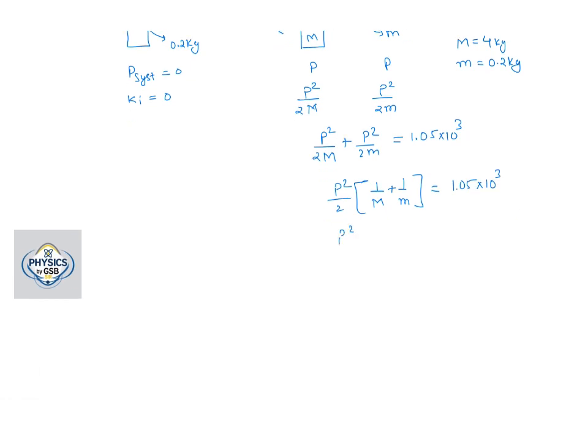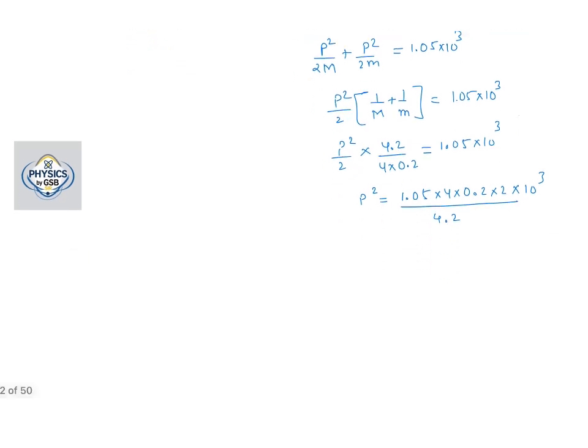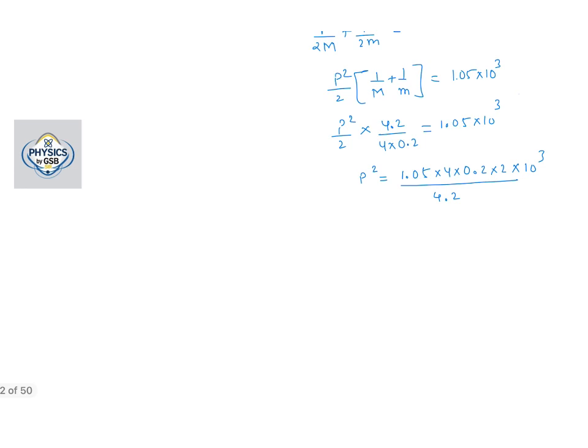And this is p square by 2 times (M plus m) over M times m. This is small m, this is capital M. So M plus m will be equal to 4.2, and here I will get 4 into 0.2. This will be equal to 1.05 into 10 to the power 3. So p square will be equal to 1.05 into 4 into 0.2 into 2 into 10 to the power 3 divided by 4.2.